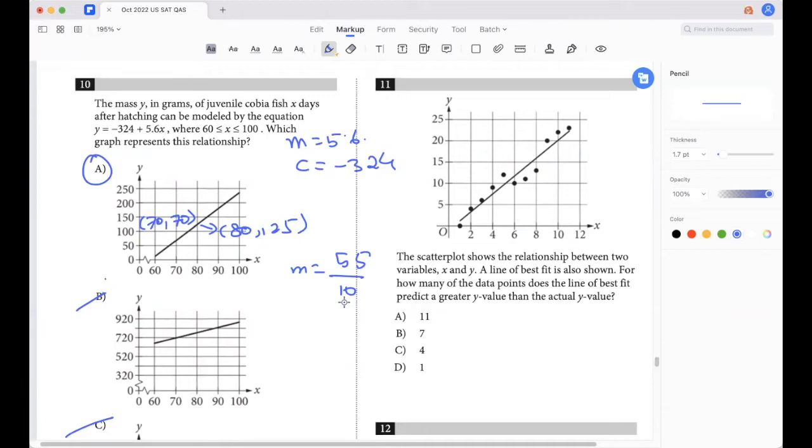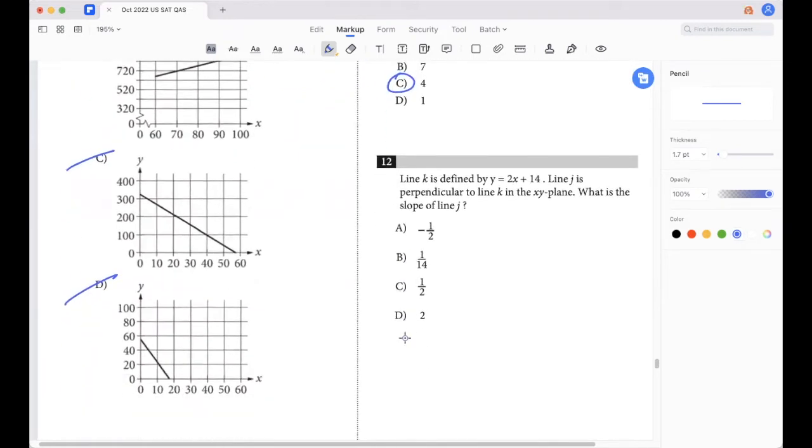Question 11. The scatter plot shows the relationship between two variables, x and y. Line of best fit is also shown. For how many of the data points does the line of best fit predict a greater y value than the actual y value? So you can see that the line of best fit, when it is above these points, is predicting a y value which is greater than the actual value, right? So there will be 1, 2, 3, 4 such points, right?